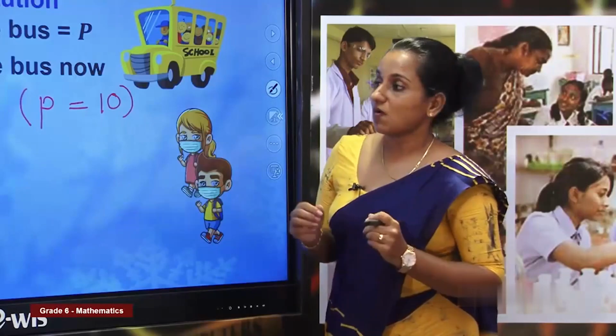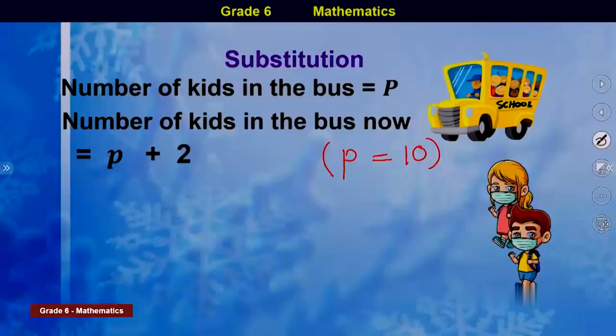This is how we are going to do this. We know that p equals 10. So instead of p, I can replace it with 10. Then I can write this mathematical operation as it is. Then this number 2 also as it is.